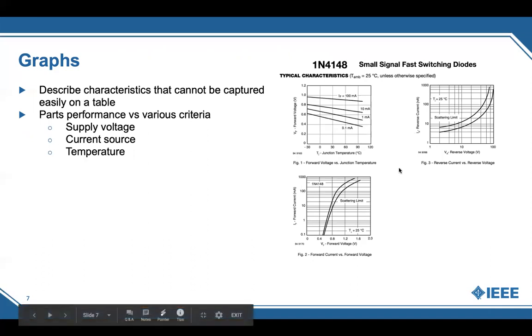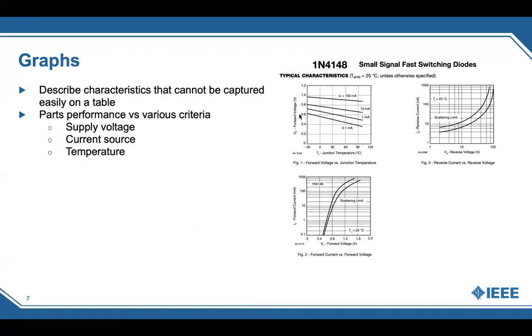So here on the top left, we can see that we have a forward voltage versus our junction temperature. So on the y-axis, we have our voltage and how it reacts to certain junction temperatures in degrees Celsius. And then we have our reverse current versus our reverse voltage here on the right. And then here on the bottom left, we would have our forward current versus our forward voltage.